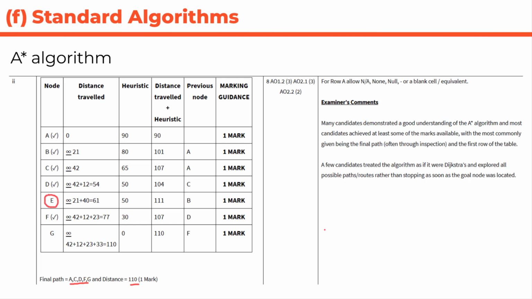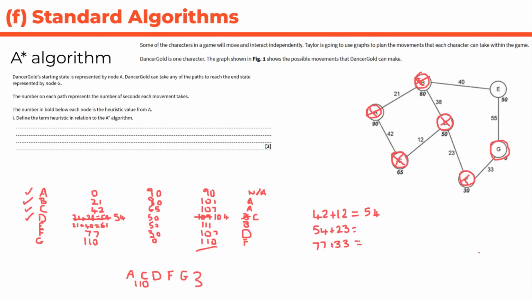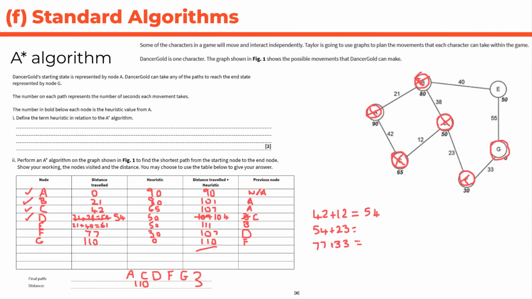That's right. Perfect. Many candidates demonstrate a good understanding of A star. Most candidates achieve at least some marks. That was the same as the examiner comment from last time. A few candidates treat the algorithm... That's exactly the same as last time. No. Okay. There we are, people. So that is Dijkstra's algorithm. It's not, is it? That's A star algorithm.